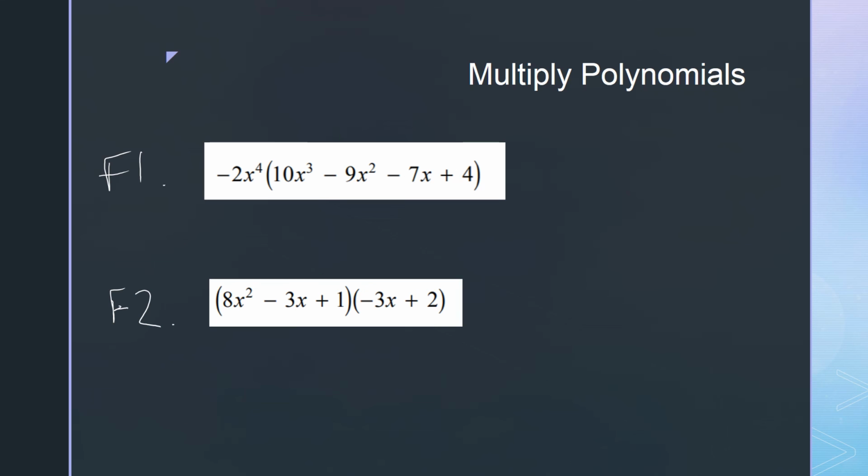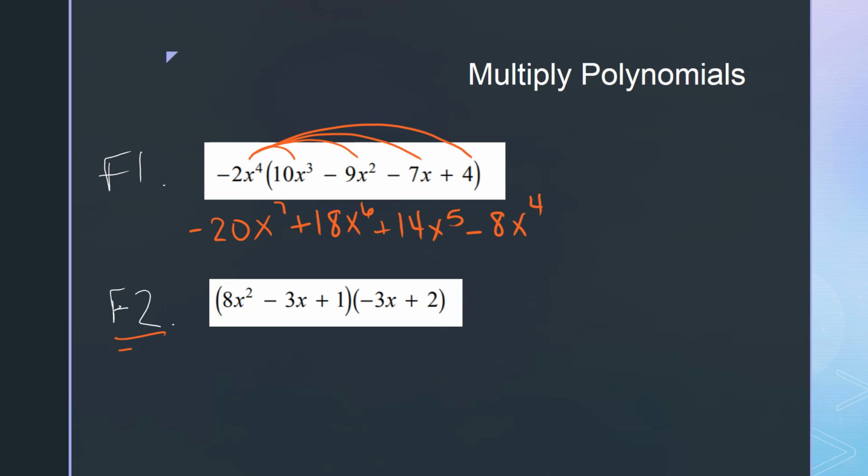All right, and then finally we have multiplication. Again, this is new to you. I'm just going to remind you. We're going to distribute this negative 2x to the 4 through to everything. So negative 2 times 10 would be negative 20. And if you forgot the x to the 4th times x to the 3rd, we add exponents. So that would be x to the 7th. Then we have plus 18x to the 6th, plus 14x to the 5th, and minus 8x to the 4th. Okay, and that's just distributing.